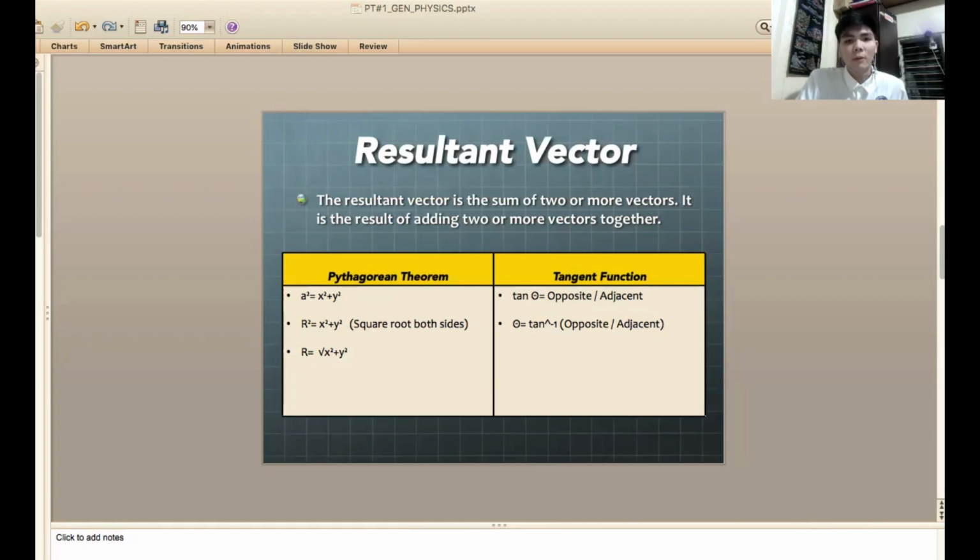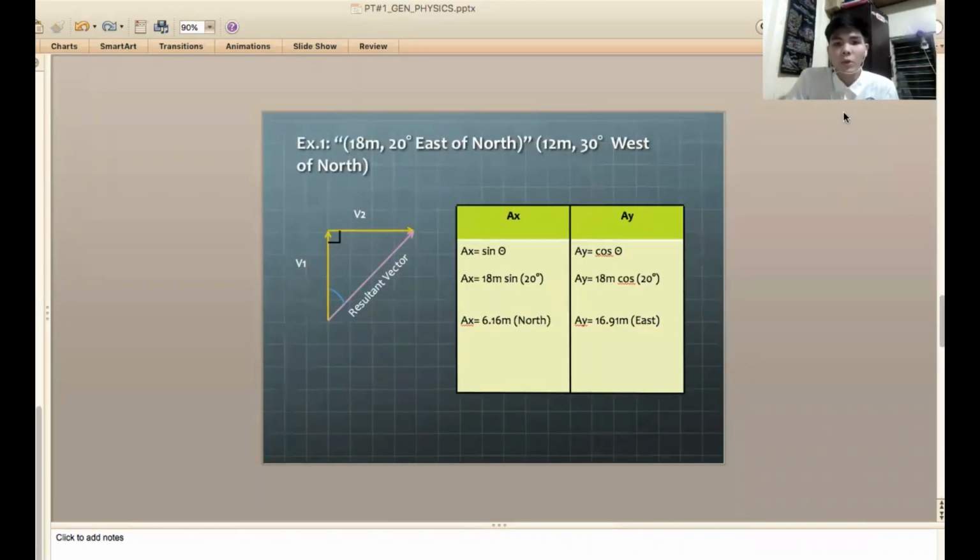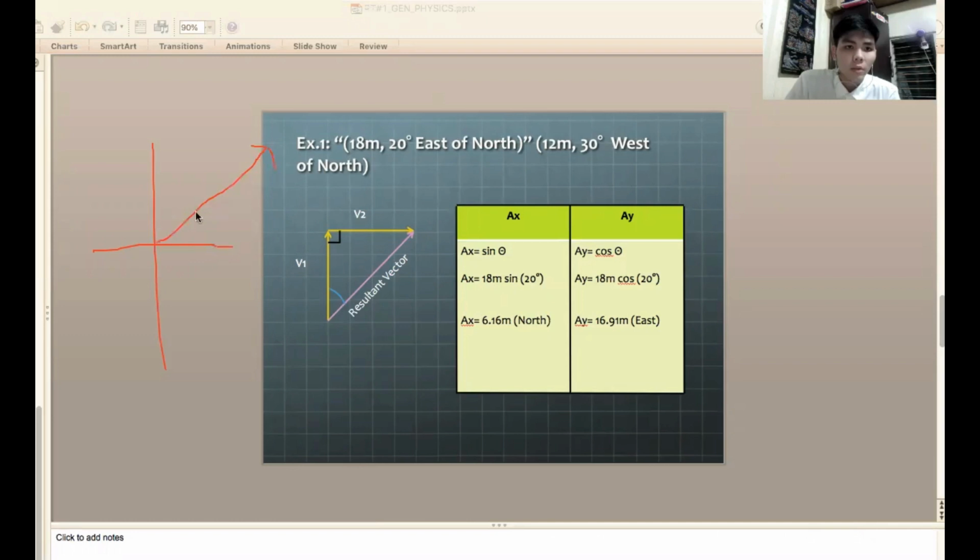So here is the example. Here we are going to add two vectors. First, you have to find the x and y components of 18 meters, 20 degrees east of north. Here we give an angle, which is east of north. East of north, you can also state as east from north. So why does the angle theta belong there? Because when you have this axis and this resultant vector, you have east from north, okay?